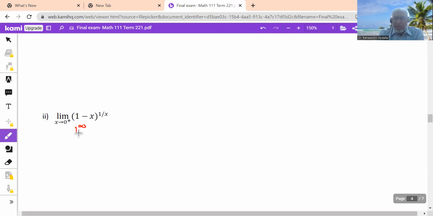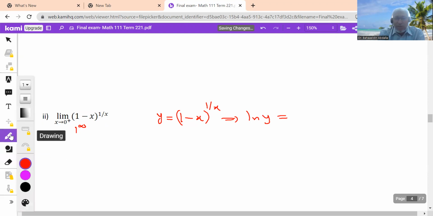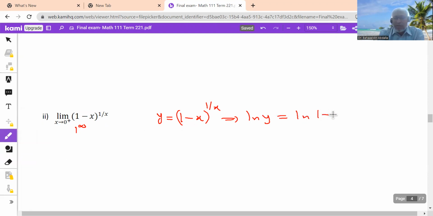And if we have these three forms, 1 to the power infinity, or infinity to the power 0, or 0 to the power 0, then we start by letting y equal 1 minus x to the power 1 over x, and then we apply ln to both sides, so we can bring 1 over x down using the properties of the logarithmic function. So we can write it as 1 over x times ln of 1 minus x. And now we can find the limit of ln y. And once we find the limit of ln y, we will be able to find the limit of y itself.